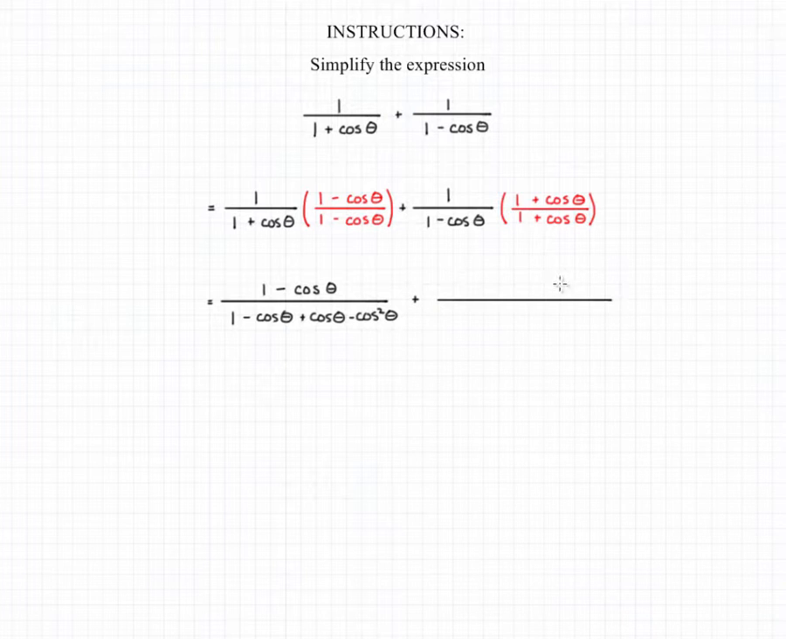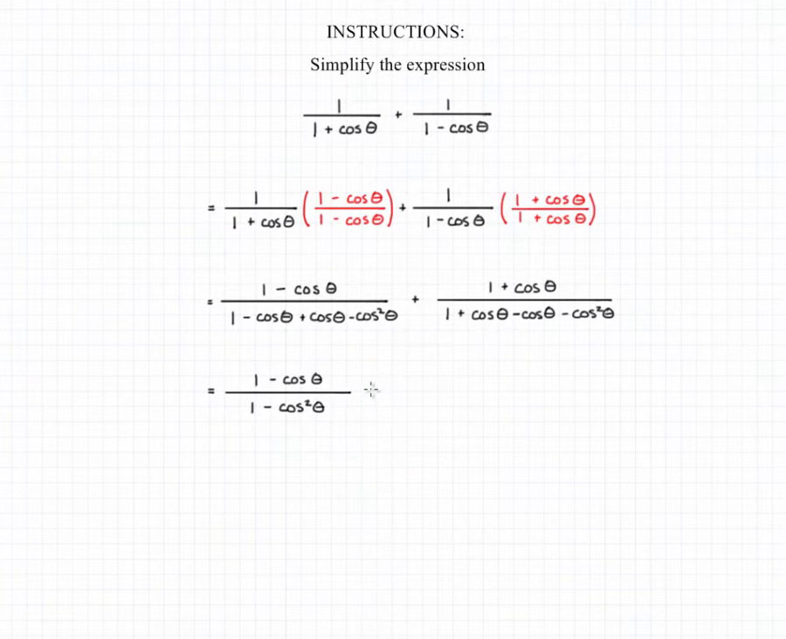In our second fraction, in a very similar pattern, we'll have 1 plus cosine theta in the numerator, and in the denominator we'll have 1 plus cosine theta minus cosine theta minus cosine theta squared. You can see we have positive and negative versions of cosine in both denominators, so those will cancel, and what we'll be left with is 1 minus cosine theta in the numerator and 1 minus cosine theta squared in the denominator, plus 1 plus cosine theta in the numerator and 1 minus cosine theta squared in the denominator.